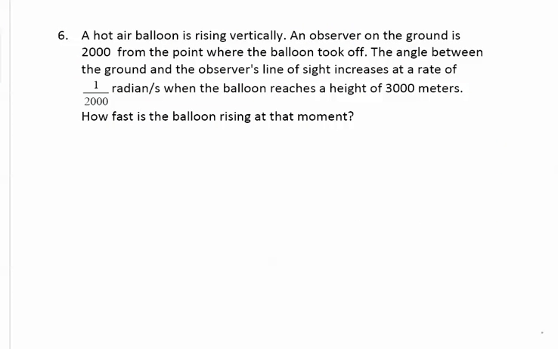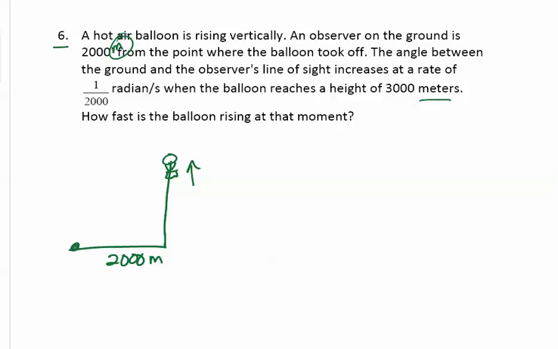Questions 4 and 5 are similar to ones we've done before, so I'm not going to take the time to do those in the video, but let's go to number 6 because it's a bit new as well. It's similar practice. We've got a hot air balloon that's rising vertically. An observer on the ground is 2,000 feet away, and we don't have a unit there. I suspect it is meters, so I think meters should have been given in the problem as well.